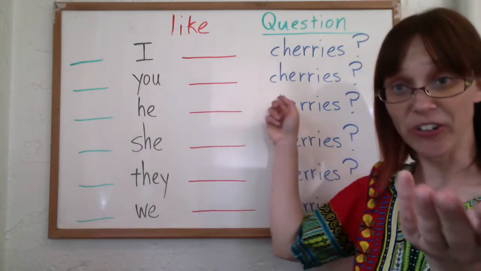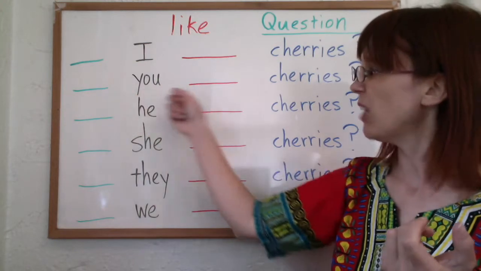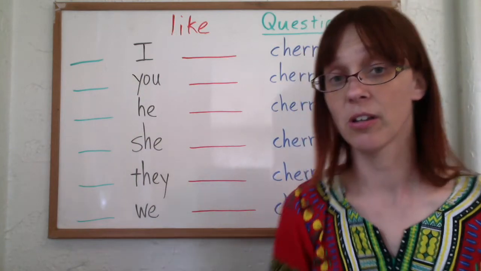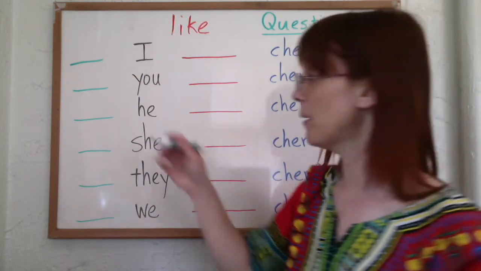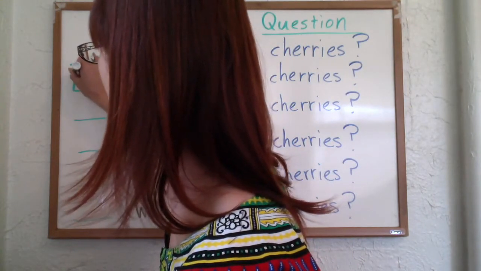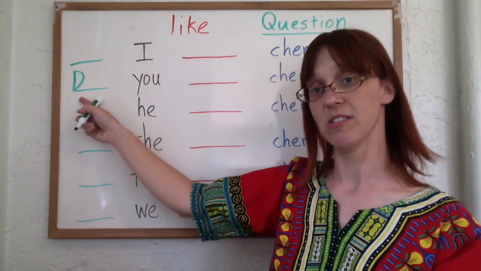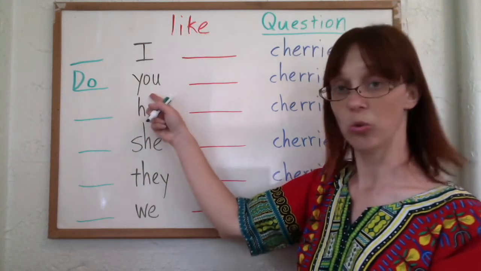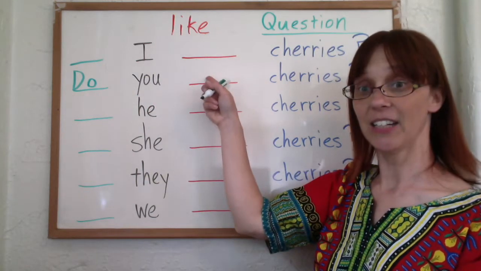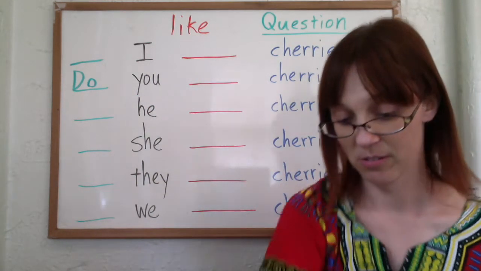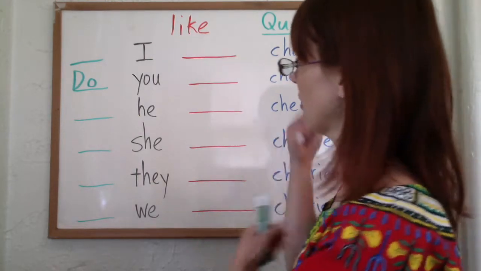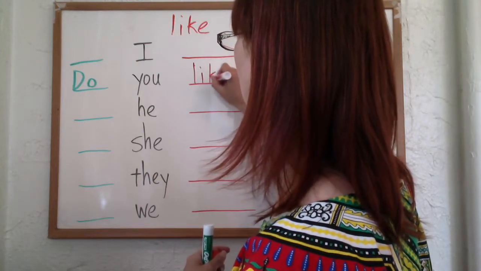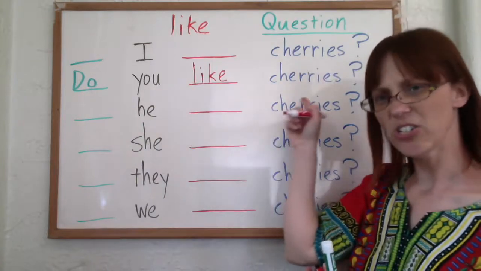Do you like cherries? So do goes here. Remember, it's capital D. The first letter of a sentence is always capital. And then O. Do you like cherries? So I use the same word, like, L-I-K-E. Do you like cherries?